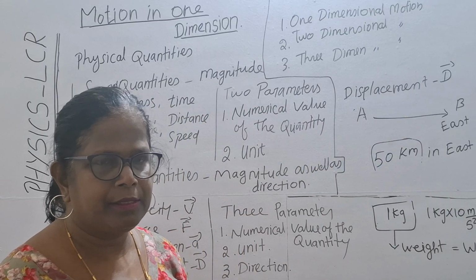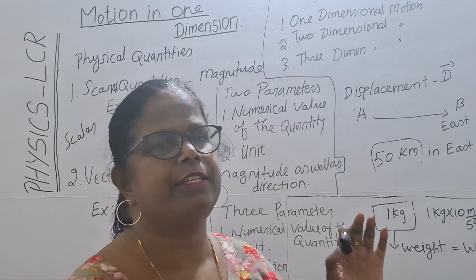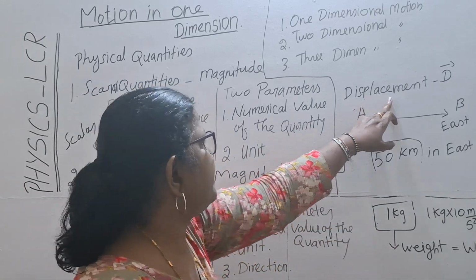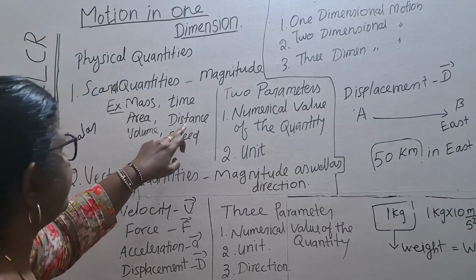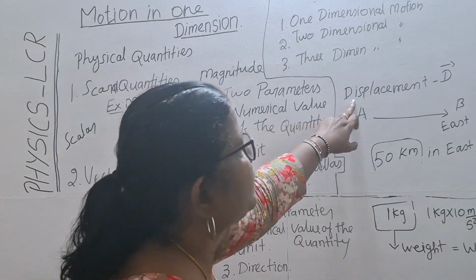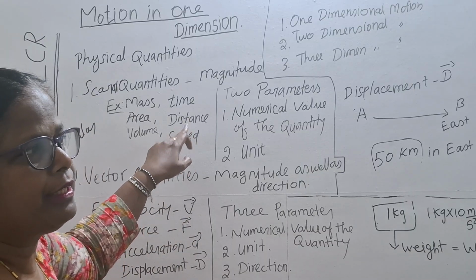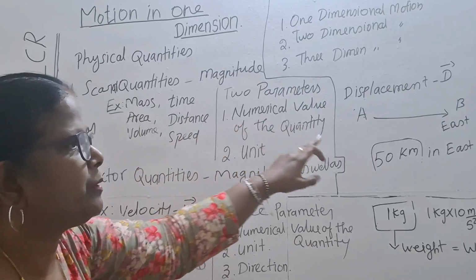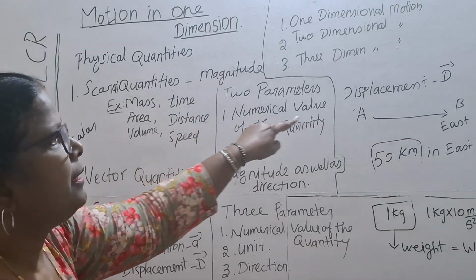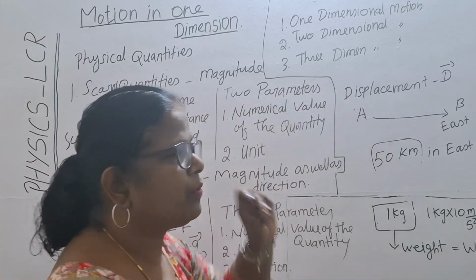Displacement means distance with the direction. Distance is a scalar quantity. This displacement is a vector quantity. Next class we are going to study distance and displacement, that's why I am explaining here. Distance is a scalar quantity, and this is a vector quantity.